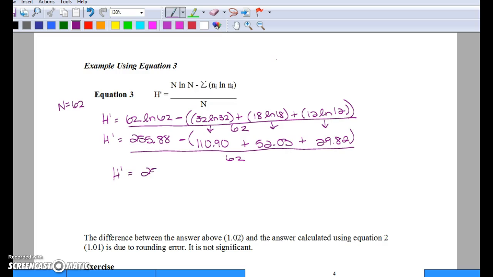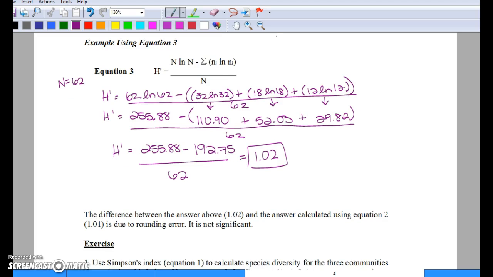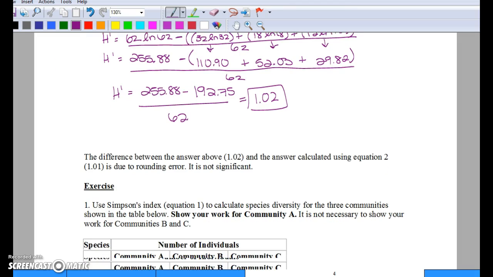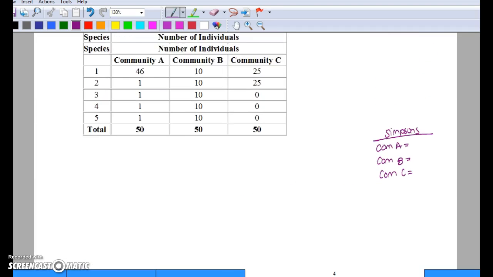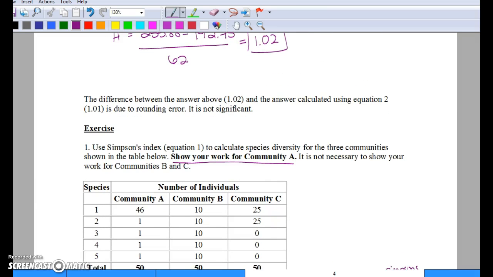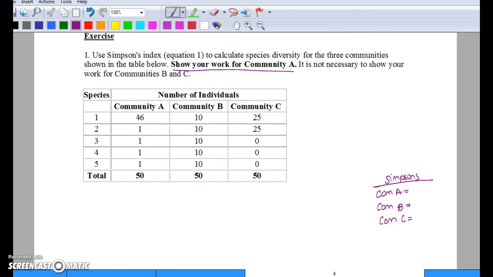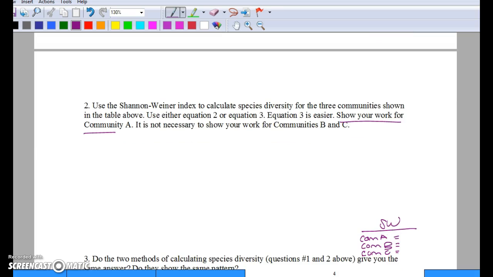So then we can add up what's in the parentheses. Our H prime is equal to 255.88 minus 192.75, all divided by 62. And then when we simplify that down, we will get 1.02. Which is very close to the equation 2 answer, off by just a hundredth. The only difference between those two is just a little rounding issue. So basically, they're the same value. So now you know how to calculate the various species diversity indexes. And you're going to use what you've learned to calculate those indexes for the other individual communities listed below. Good luck.